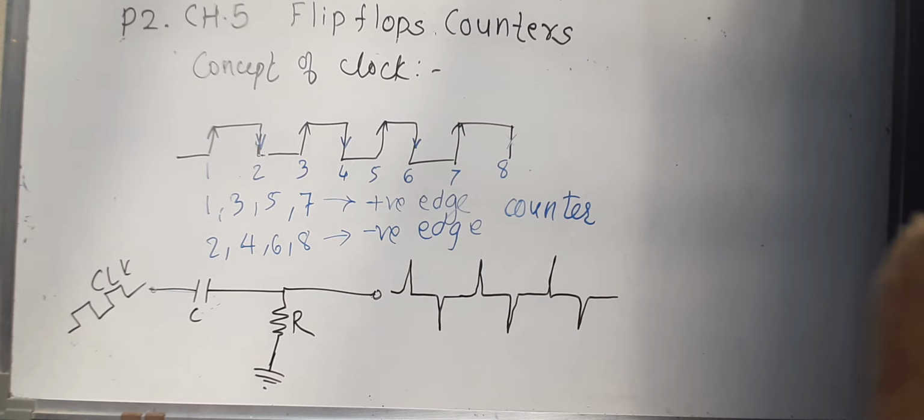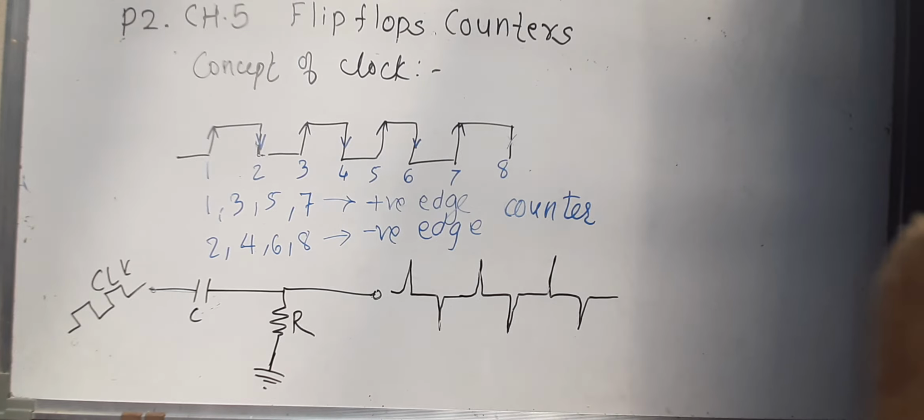Okay, so the flip-flop will change its output. If the flip-flop is positive edge triggered, then it will change its output immediately when positive edge is detected. Here it will change the state, then here it will change the state, and negative edge triggered flip-flop will change their state at negative edge. Here it will change the state, then here it will change the state, then here it will change the state.